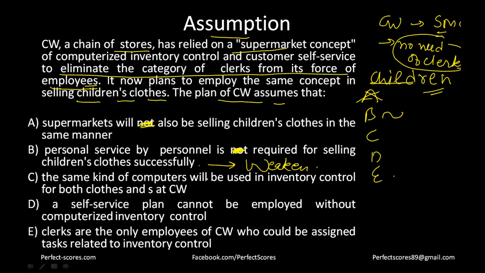Let's go to C. It says the same kind of computers will be used in inventory control for both clothes and the sales at CW. Now if you go against this option, it says the same kind of computers will not be used in inventory control. Now we are not talking about computers, although we are talking about computerized inventory control, but what is the kind of computer that is being used? That does not have any effect, so no relation at all. C option is not the answer.